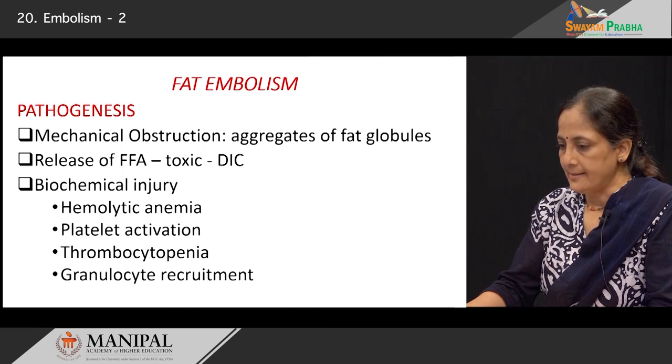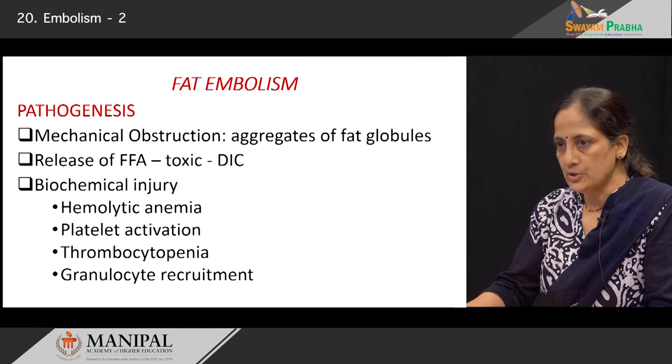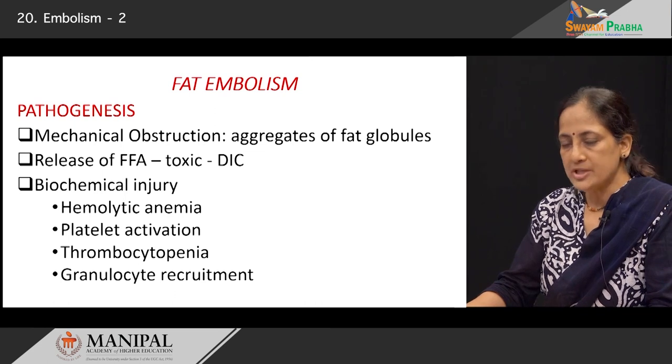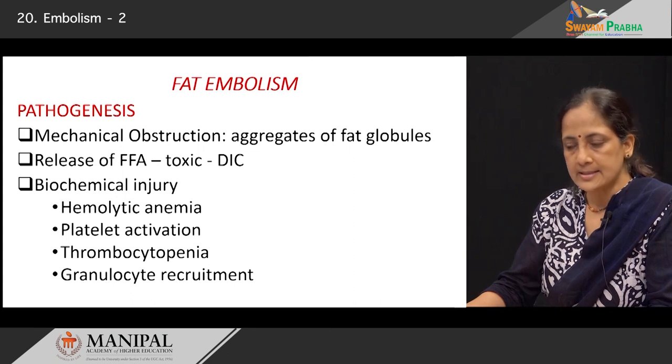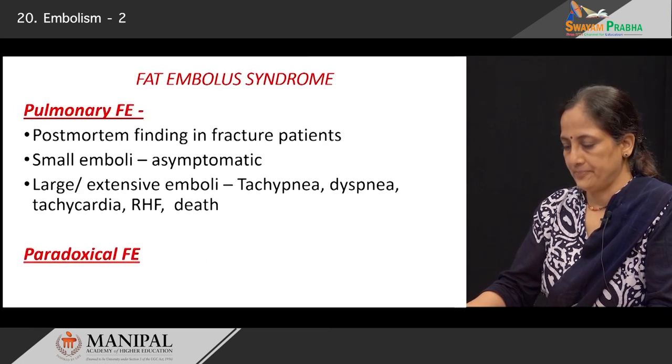The fat globules aggregate and cause mechanical obstruction of blood vessels. Also, lipases in circulation release free fatty acids, which are toxic to the endothelial cells and in turn promote disseminated intravascular coagulation. So, in addition to the mechanical obstruction, biochemical injury also results, and this in turn promotes hemolytic anemia, platelet activation resulting in thrombocytopenia, also granulocyte activation and oxygen free radical injury.